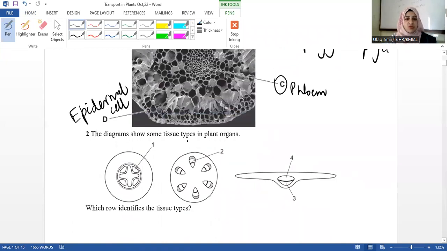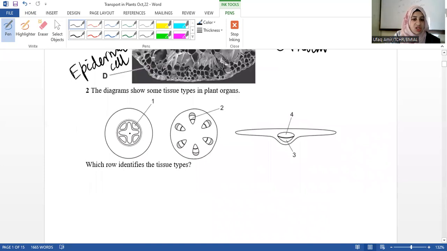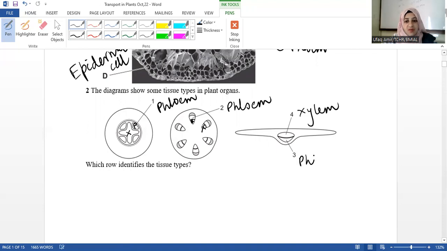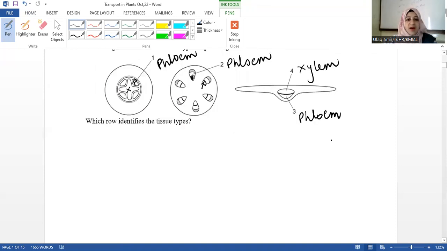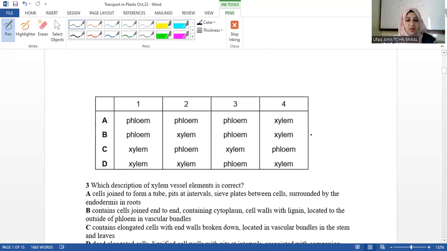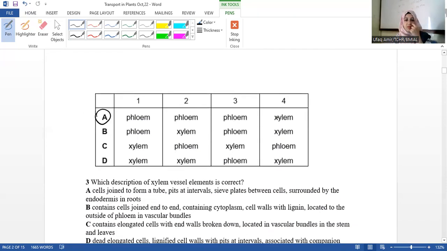The diagram shows some tissue types in plant organs. That's the root, where there's star-shaped xylem, and surrounding the xylem, within the arms of the xylem, is the phloem. Then we have the stem. In the stem, towards the outer side is always the phloem. This is phloem. This number 1 is also phloem, and towards the inner side it's always xylem. In the leaf, as I've told you, the upper side is xylem, and the lower one towards the lower epidermis is the phloem, as we have just discussed. So keeping this in mind, 1, 2, 3 are phloem and 4 is xylem. Option A is the correct one.